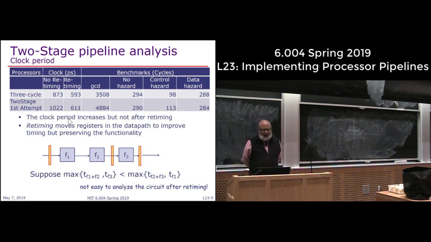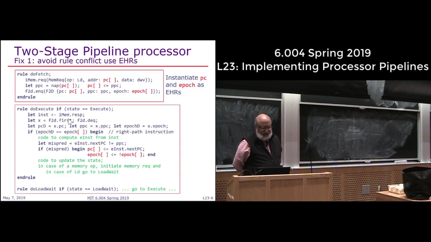All right, so now let's look at some more stuff. Our basic problem was conflict between fetch and execute rules. How can I avoid the conflict? The easiest way is to introduce an EHR. So suppose I said both PC and epoch are going to be EHRs instead of ordinary registers. Now you can see what I'll do. I have marked it all in red over here.